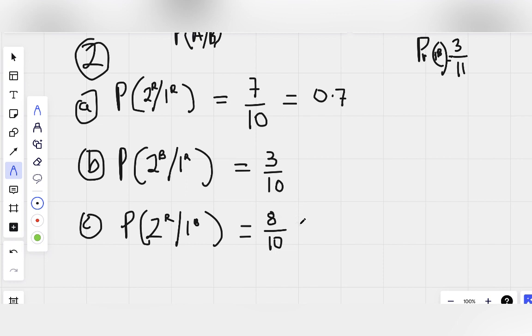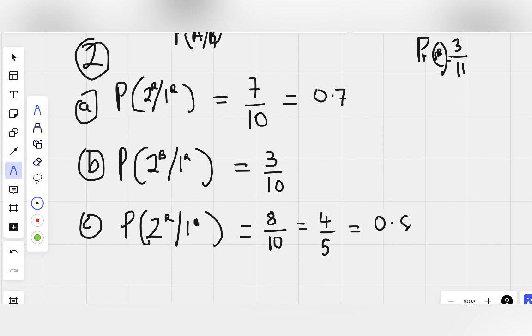So 8 over 10. If we divide both by 2, we get 4 over 5, which is 0.8 if you want to change to decimal. So this is what this is, 0.8.